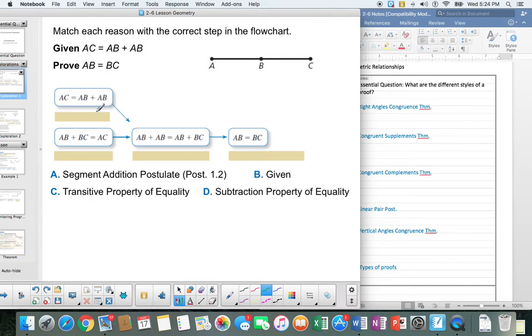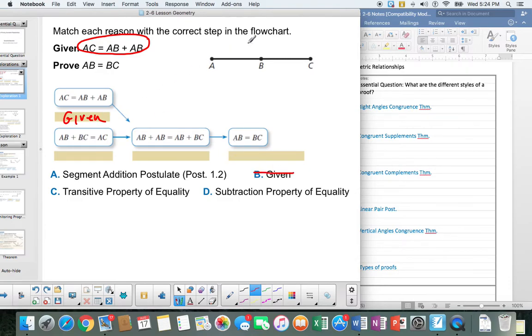Each one of these boxes is a statement. Each one of these rectangles is a reason. And here's our bank of reasons that we're going to use. Let's go ahead and start. This is the given, and notice that I see the given statement right here, so I'm going to write given. And I have used one of my bank of reasons.